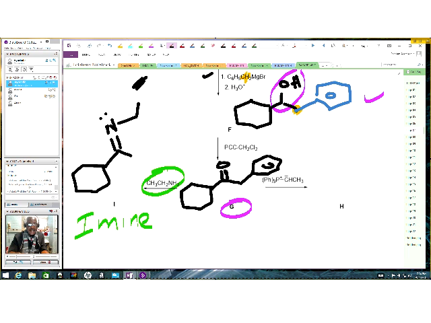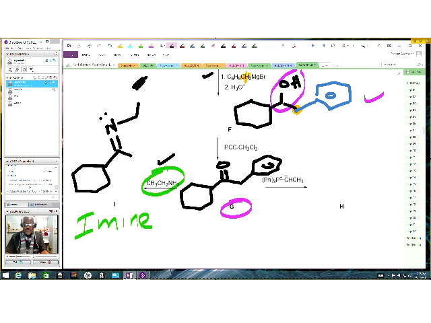Keep in mind the reaction of a primary amine, which is what this molecule is, with a ketone or an aldehyde will give you an imine, and imines are those compounds in which you have a nitrogen-carbon double bond.